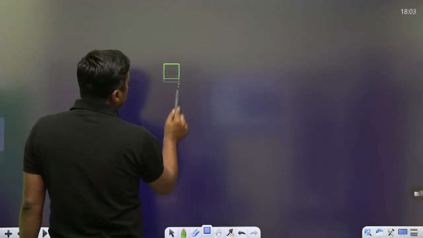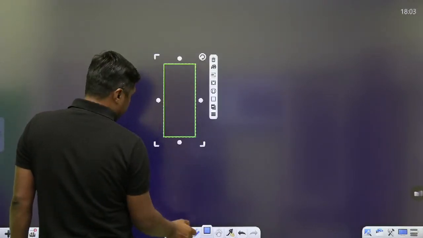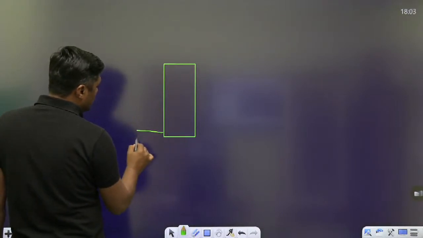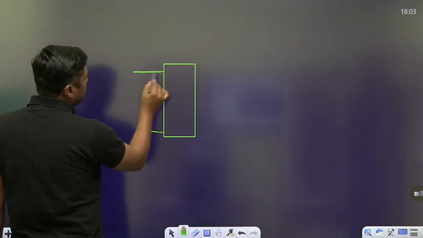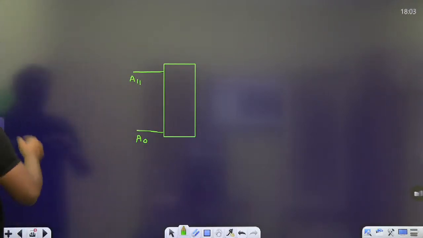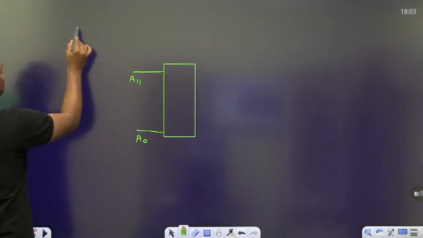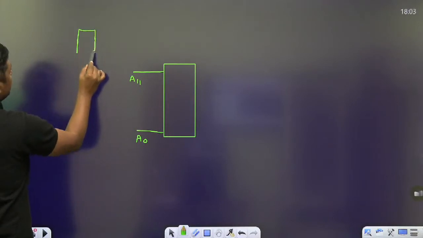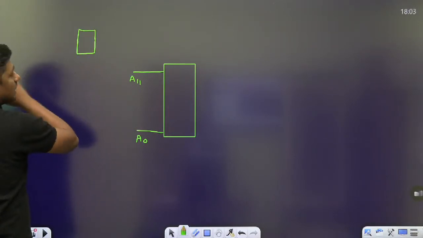For example, that is connected here. Now first of all, always check this line. For example, total 11 lines are here. Total 12 lines are connected here. Now here we are connecting what? Decoder, right?